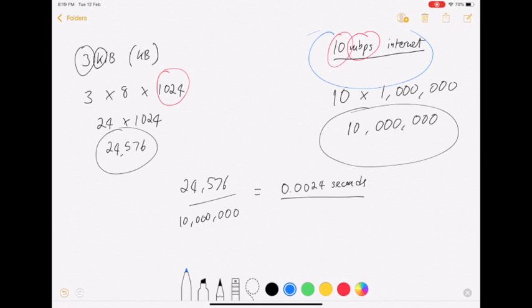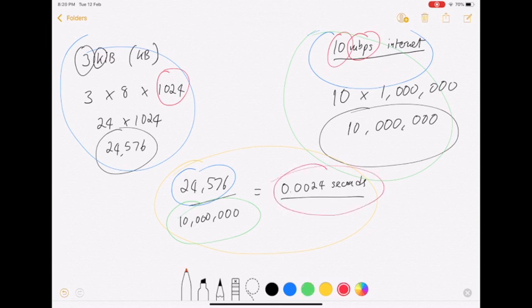Okay, so that's how we calculate over here, file size, over here, internet speed in bits, and here is our calculation to break down the bits divided by the internet speed, which gives us the time to download a file.